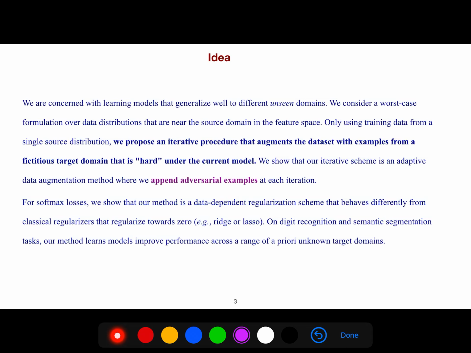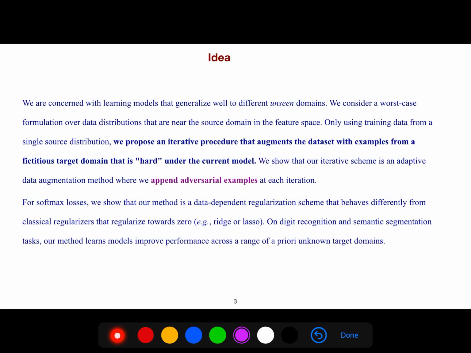We consider a worst-case formulation over data distributions that are near the source domain in the feature space. Only using training data from a single source distribution, we propose an iterative procedure that augments the dataset with examples from a fictitious target domain that is hard under the current model. We show that our iterative scheme is an adaptive data augmentation method where we append adversarial examples at each iteration.